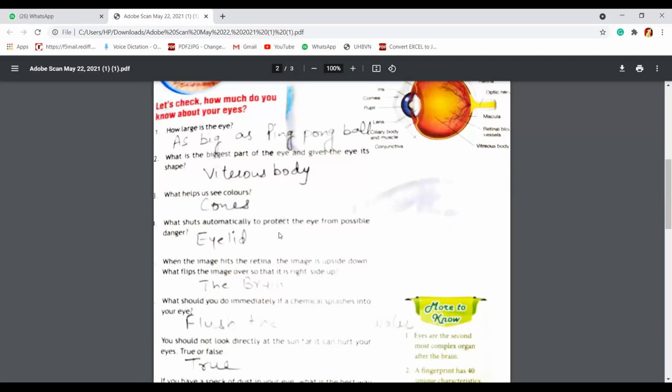What shuts automatically to protect the eye from possible danger? You have seen the eyelid: when you feel some danger is coming to you, your eyes close by themselves. You don't have to put any strength into that. See, if you just put your hand immediately to your face, you are afraid and your eyes will shut by themselves.